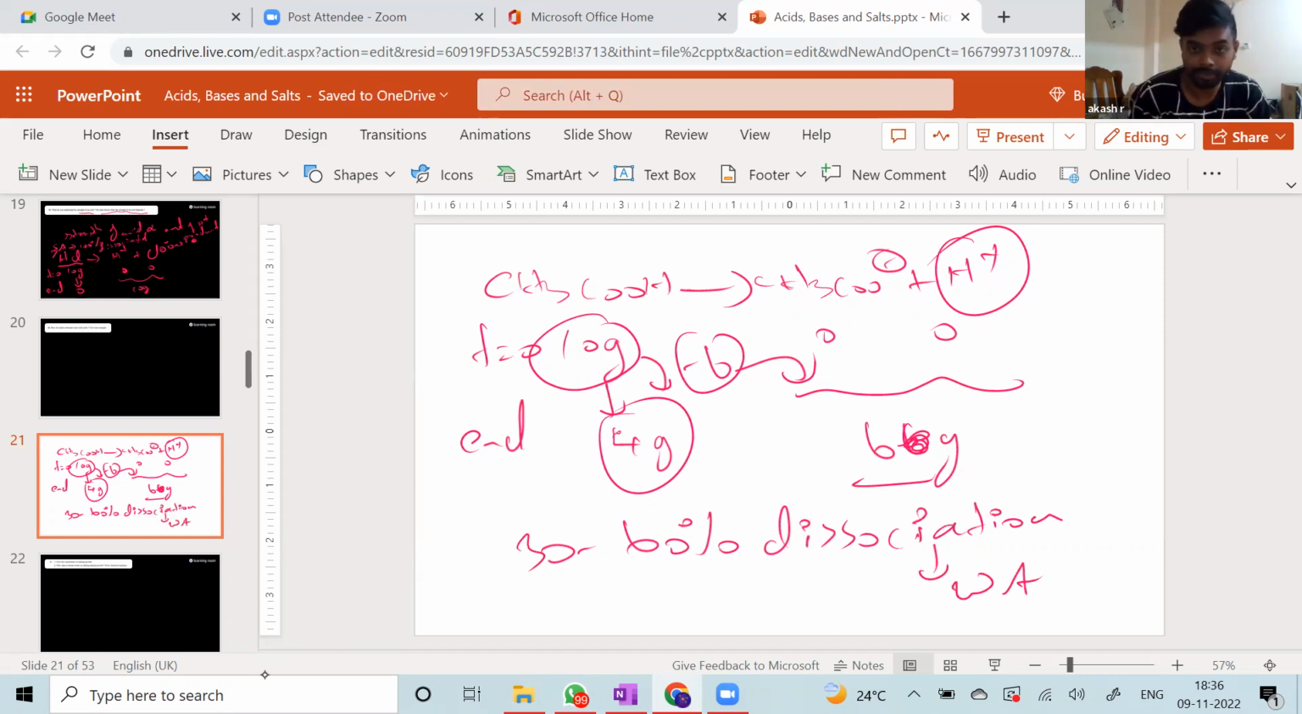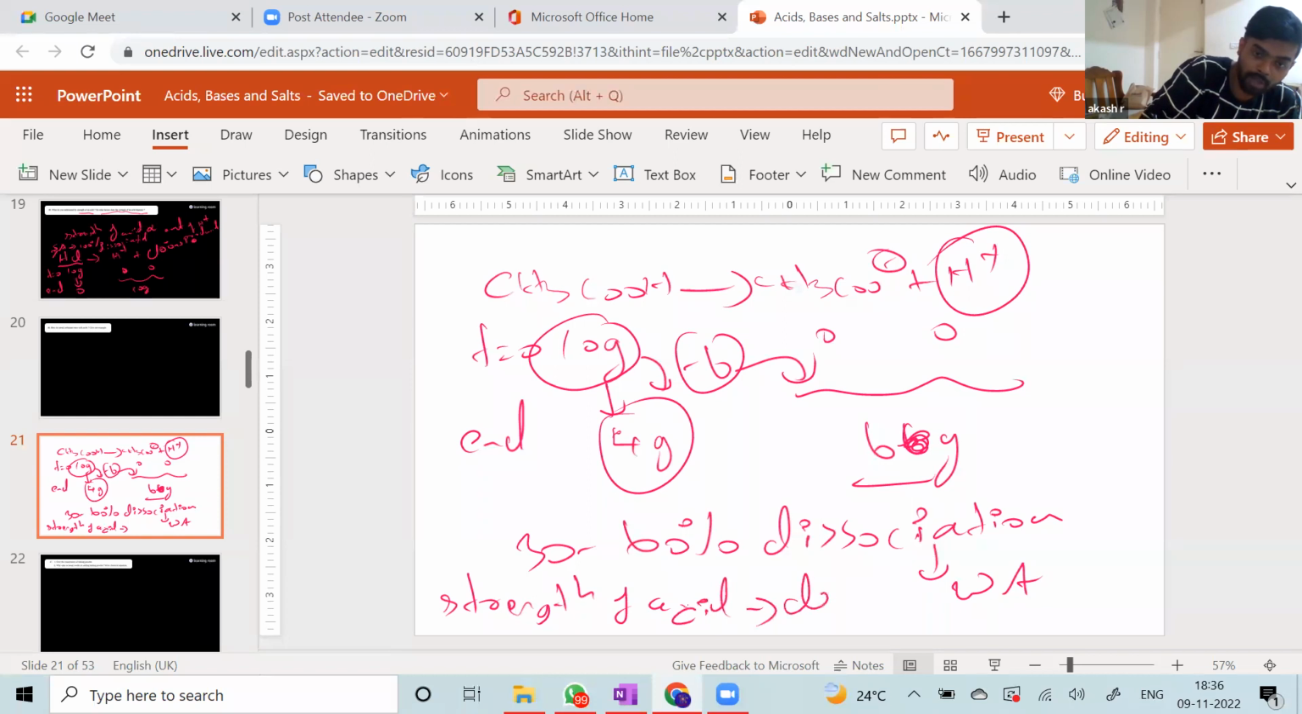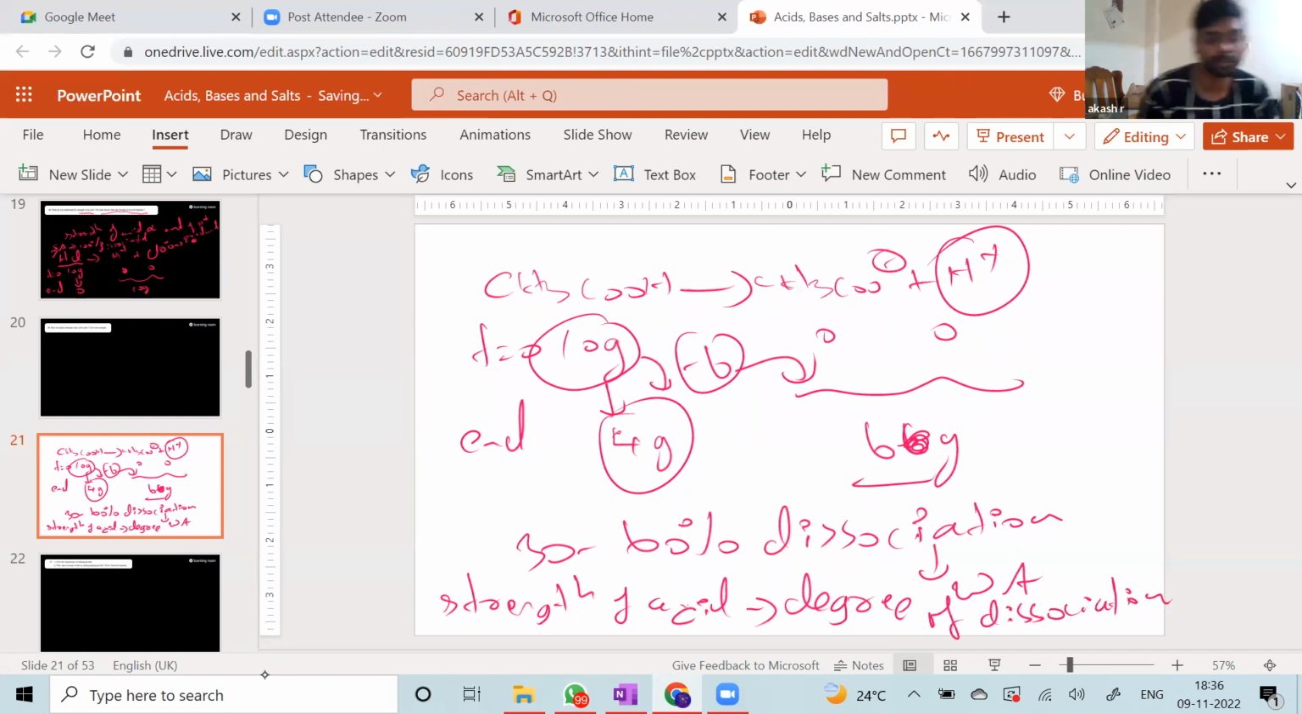Basically, when I say strength of the acid, it is all about the degree of dissociation. That's the best way to put it. When we talk about the strength of an acid, we are actually talking about this term called degree of dissociation. How much percentage dissociation is happening: the more percentage dissociation, the more H plus ions are produced, and the more the strength of the acid.